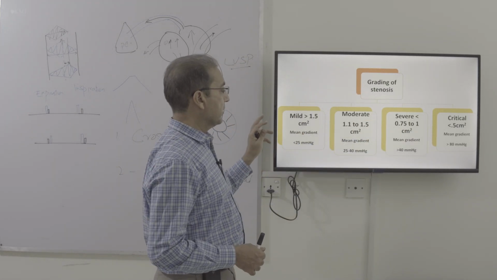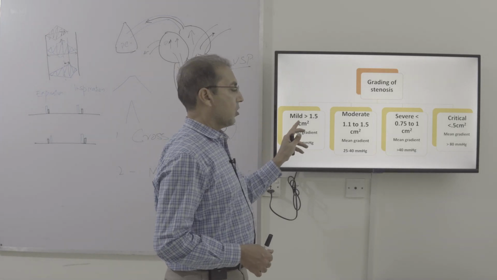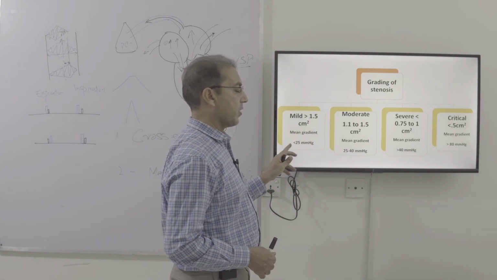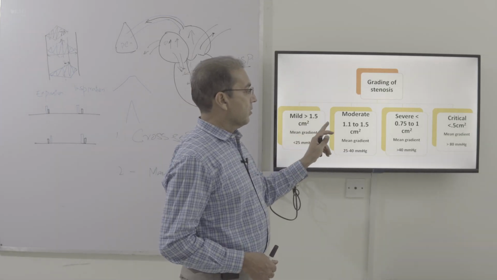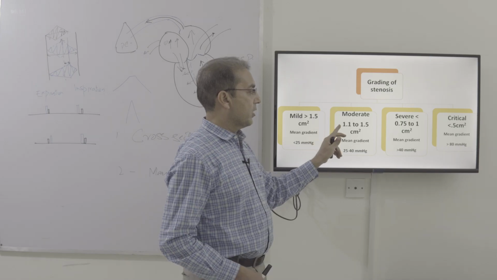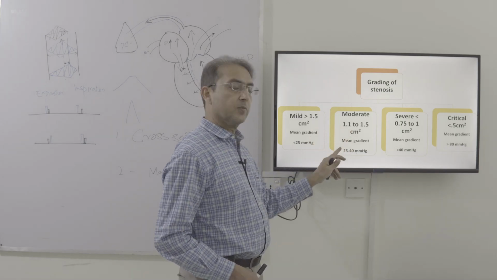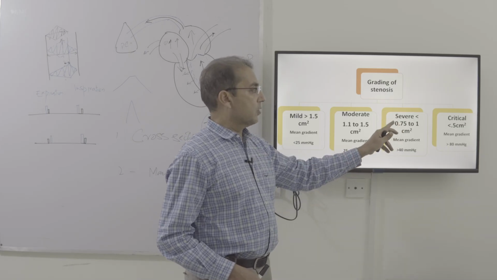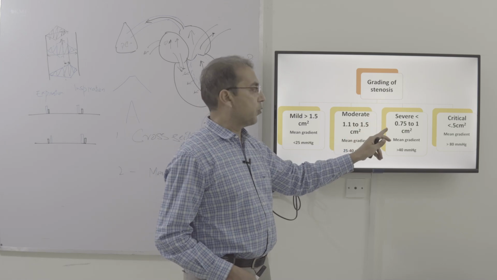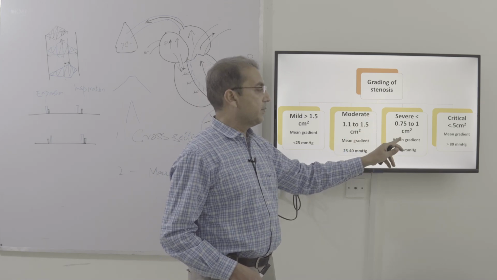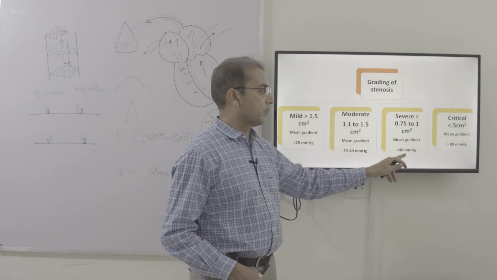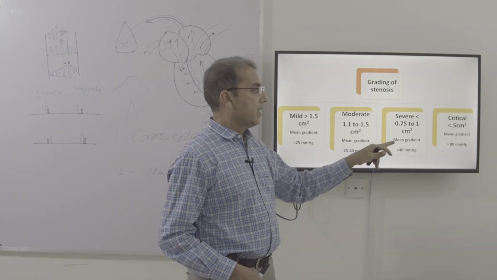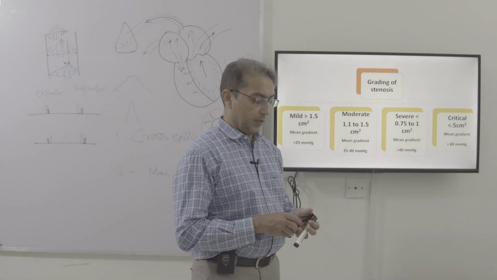Depending upon these two, patients who've got mild stenosis, their cross-sectional area is more than 1.5 centimeters squared and the mean pressure gradient is less than 25 millimeters of mercury. Patients who've got moderate stenosis, their cross-sectional area is 1.1 to 1.5 centimeters squared and the mean gradient is between 25 and 40 millimeters of mercury. Patients who've got severe aortic stenosis, the cross-sectional area of the valve is 0.75 to 1 centimeter squared and the mean pressure gradient is more than 40 millimeters of mercury. Patients who've got critical stenosis, the cross-sectional area is very tight and the mean pressure gradient is more than 80 millimeters of mercury.